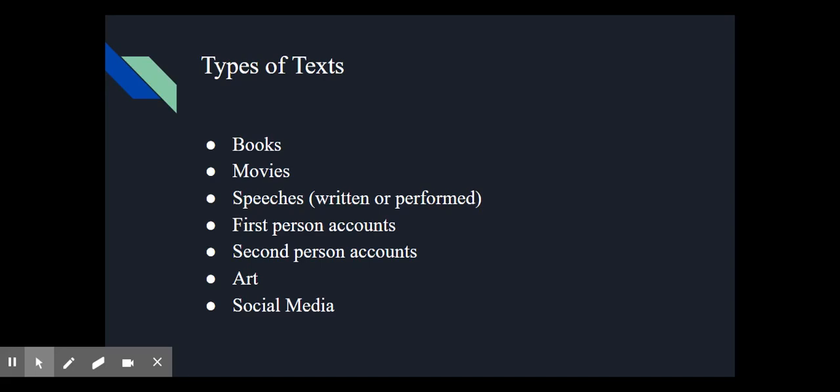The first person accounts are accounts written at the time of whatever event you're looking at. These can be things like letters or announcements or diaries, stuff like that. Second person accounts are any account that didn't take place at the time you're looking at. These are usually written by historians or other history people who are going back into the history and writing their opinions on it or why they think stuff like this happened.